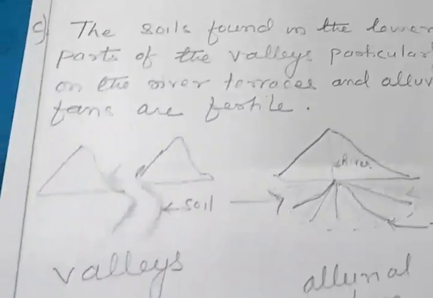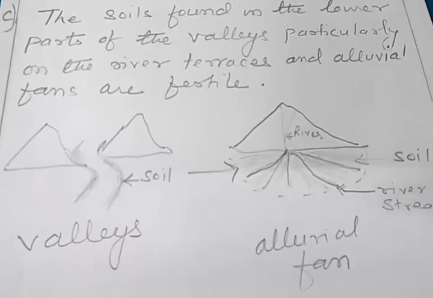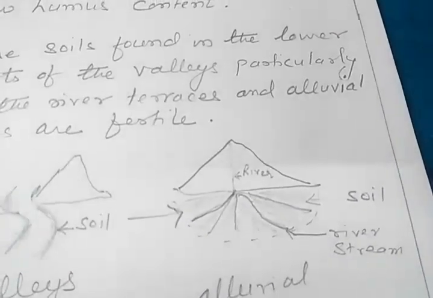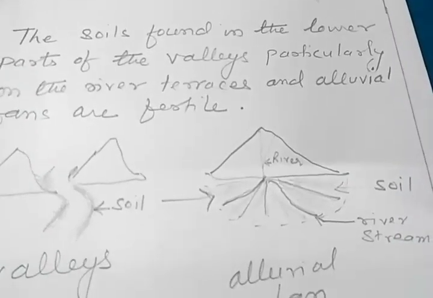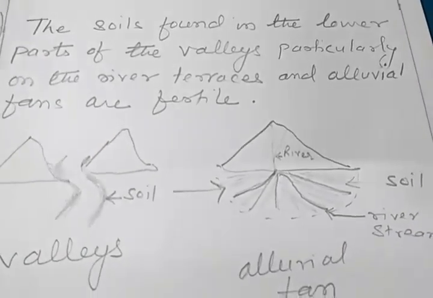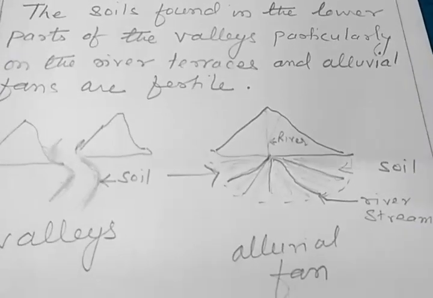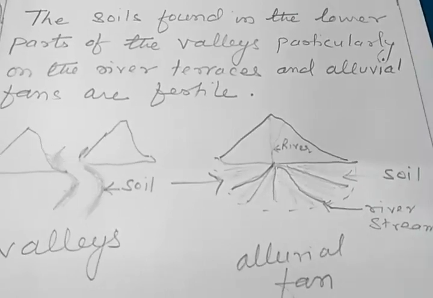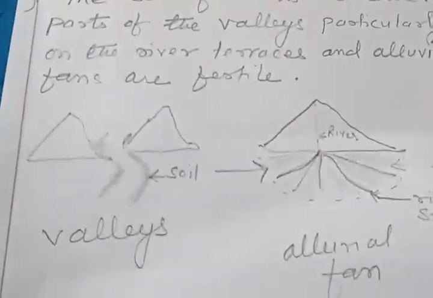So this is the diagrammatic description of how the alluvial soil is found in the valleys. When the river is coming down and reaching the plains, its streams split in various directions in a semicircular form, and this gives the feature of an alluvial fan. The soils are deposited over here and that leads to the soil being fertile.